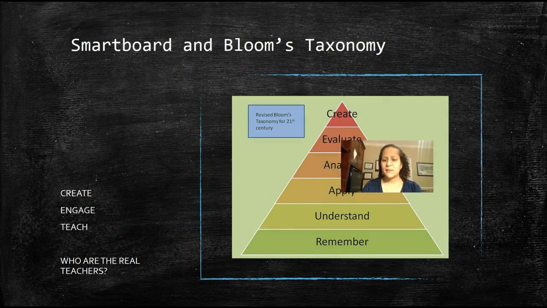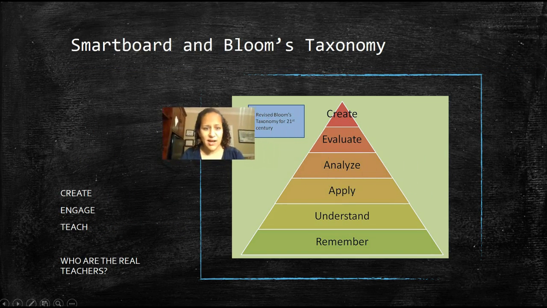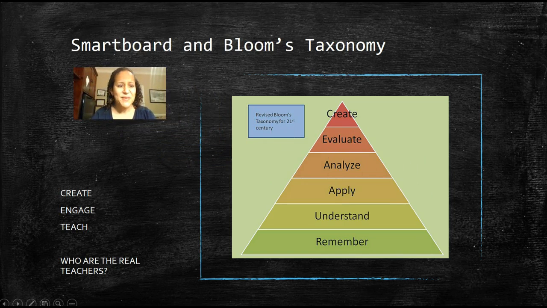So, Bloom's taxonomy, and I'm going to move myself because I don't want to be on top of Bloom's taxonomy, although that's pretty cool. So, Smartboard and Bloom's taxonomy. One thing I like about the Smartboard is I think it allows me to hit upon every single one of these parts of the taxonomy. So we start with the lowest level, which is remember, and then go all the way up to create. So we remember, understand, apply, analyze, evaluate, create. We can do all of this on a smartboard.